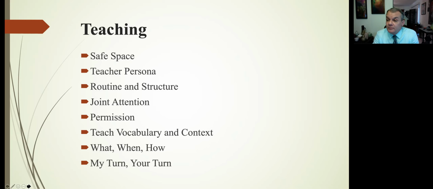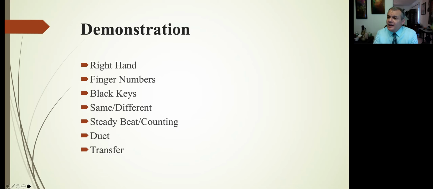So let's move on to a demonstration. And in just a second, I'm going to pause my recording. So the next time you see me, I'll be sitting at my piano. And what we're going to do in this demonstration is break down the process of improvising on the black keys of the piano into the steps of right hand, finger numbers, black keys, same and different, steady beat and counting, and then how to put together a duet to place our student in this sound culture, and then how to help them transfer that skill from one set of black keys to another, or maybe even the white keys. So I'll be with you in just a moment.